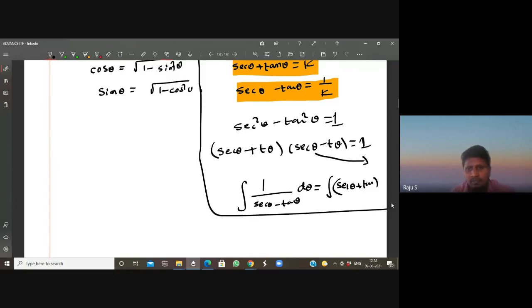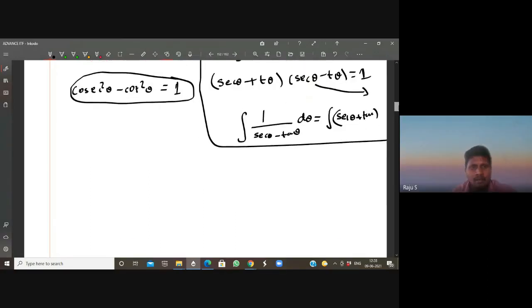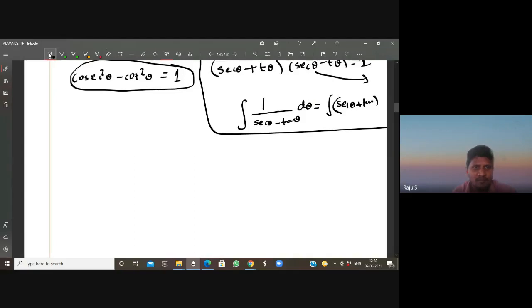In the same way, what about the relation 1 plus cot square theta is equal to cosecant square theta? In that also, same, what is cosecant square theta minus cot square theta? It is 1. Am I right? Yes, sir. Like that you have to remember this standard form, very important.